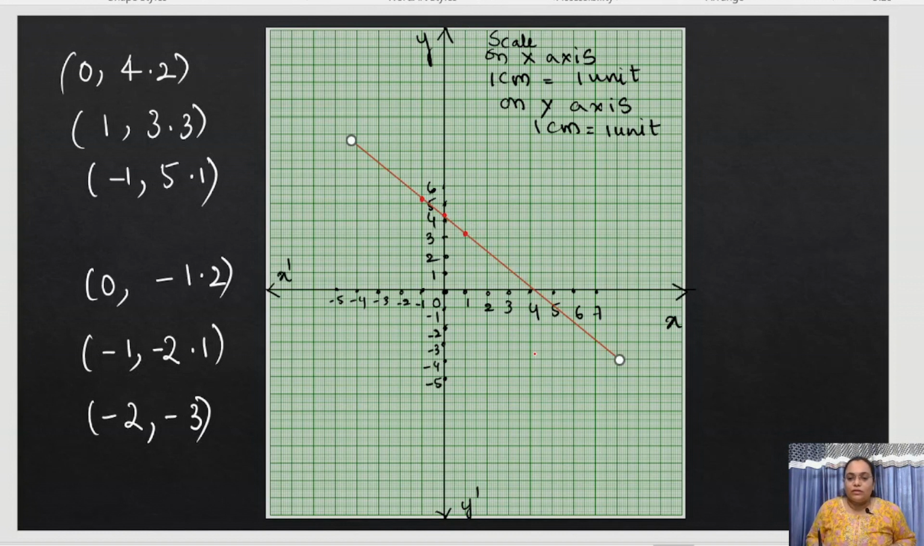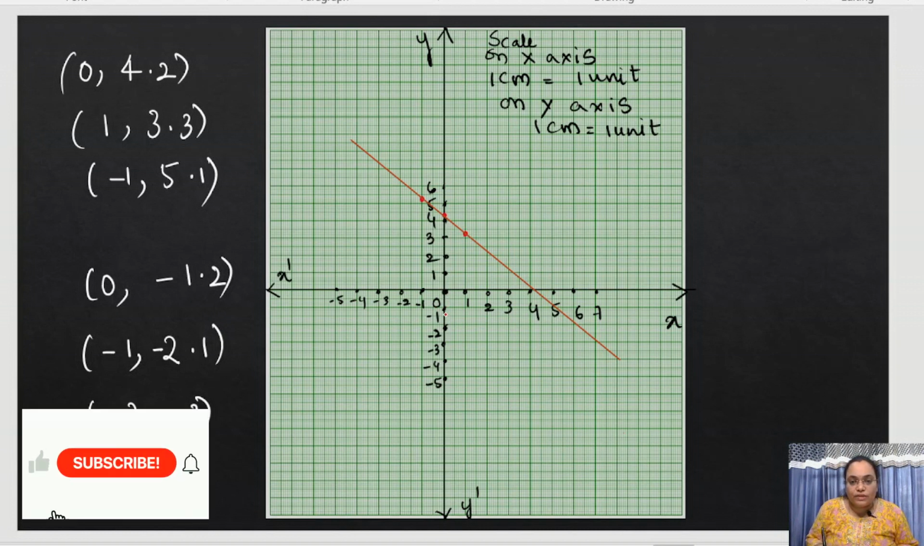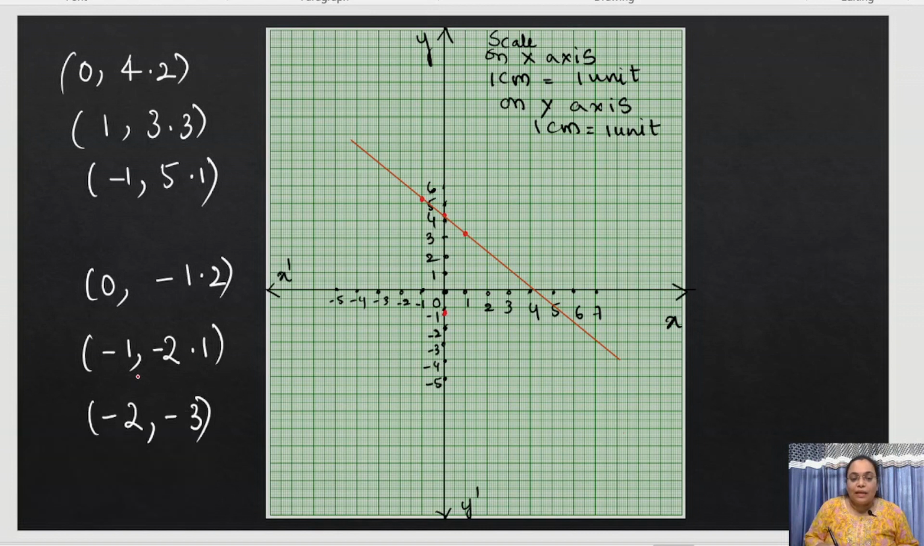Okay. So the first point is 0 and minus 1.2. 0 on the x-axis, minus 1.2 is here. Okay. And minus 1 and minus 2.1. Minus 1 on the x-axis and minus 2.1 is here. And minus 2 and minus 3. Minus 2 on the x-axis and minus 3 on the y-axis, which is here. Okay. Now let us join these points.